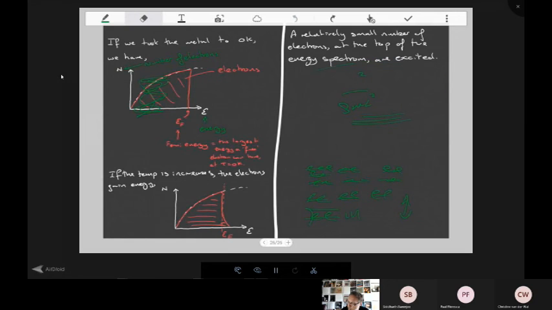So this is why it's only at the top. The problem of degeneracy creates a problem where only the electrons at the top of the energy spectrum can actually be excited, and that's a major issue.